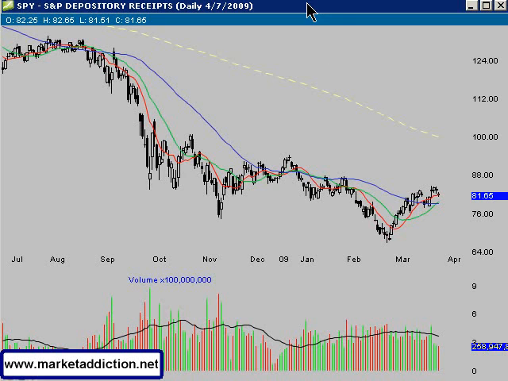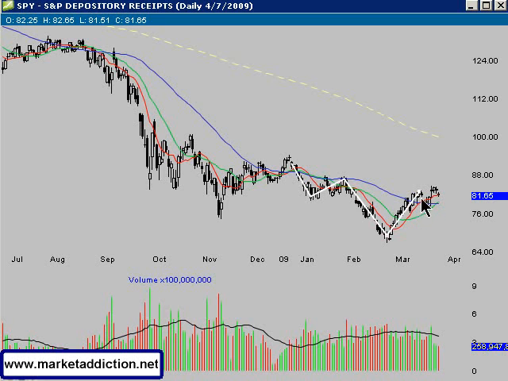Starting out here at the daily chart of the S&P 500, you can see that we have this 10-day moving average above the 20-day, above the 50-day. Which is starting to look a little bit constructive in here. The 50-day moving average is starting to flatten out a little bit. I'm pointing out that we maybe have this inverted head and shoulders forming.